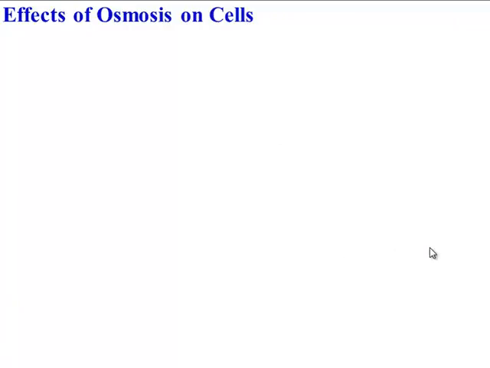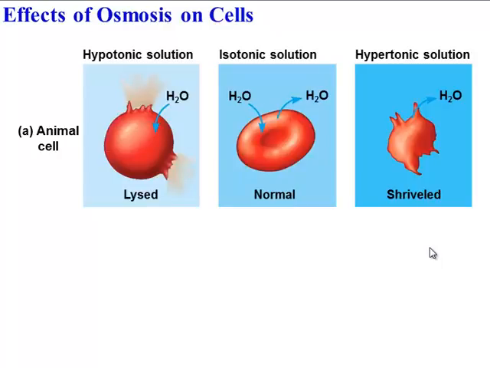And let's finish by looking at some effects of osmosis on cells. Here is an animal cell, a red blood cell. If this cell is placed in a hypotonic solution, water is going to move from hypo, the solution, into the cell where it's hyper. And because of that, the cell will swell and eventually burst. A fancy name for that is lyse, because when it bursts, it splits open. If the cell is placed in an isotonic solution, some water will move in and some water will move out, but overall, the net rate of movement is 0. And so the cell will remain normal-sized.